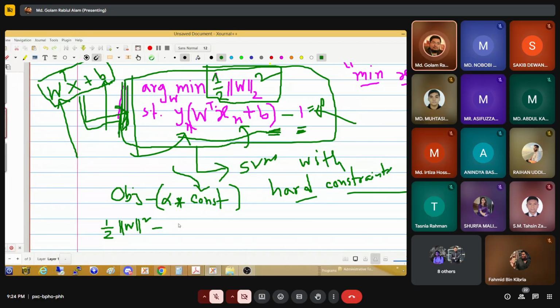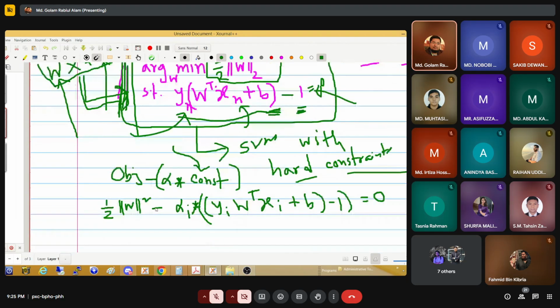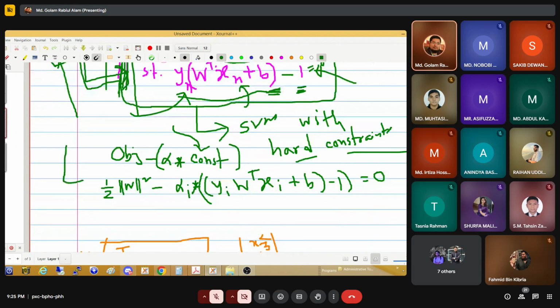So we can consider this as alpha i, then y i (w transpose x i plus b) minus 1 equal to 0. So this is our Lagrange equation.